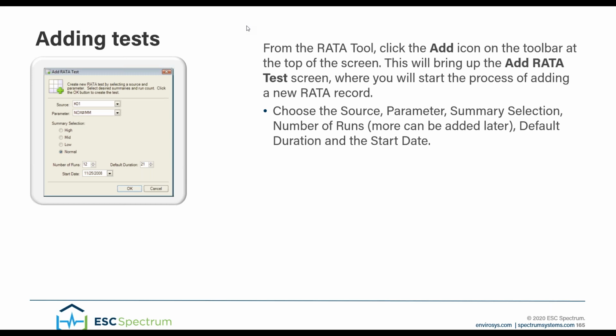Then you have the total number of runs, and you can select anywhere from 9 up to 150, I guess. I don't know. But you can put your number of runs in there and how long each of those runs is, and then when was the actual test done.